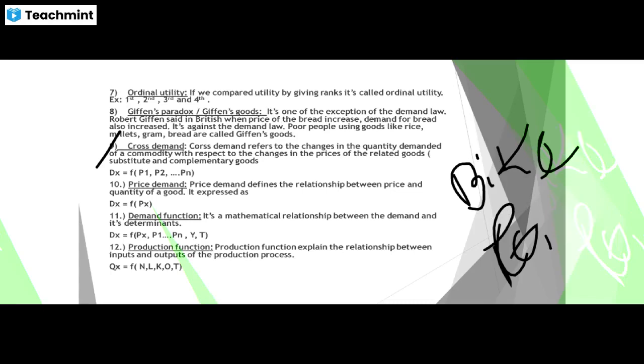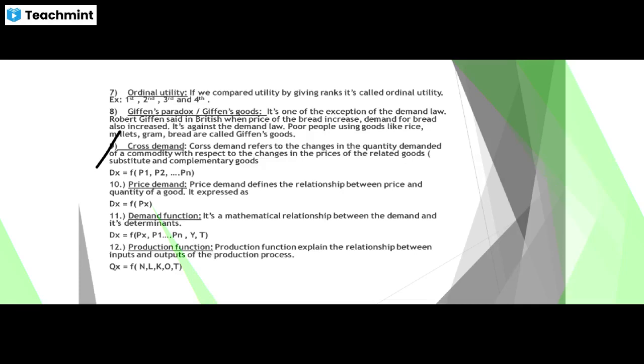Okay. So next, price demand, or law of demand. Both give the same meaning. That means the relationship between one good's price and one good's demand. So if price increases or decreases, how the demand will change will be explained by price demand or law of demand. So see, you can write that answer. Price demand is defined as the relationship between price and quantity of the good. It will be expressed as Dx = f(Px). Here Dx means demand of x good, Px means price of x good.